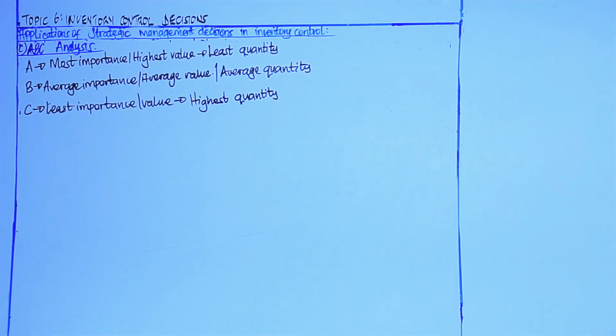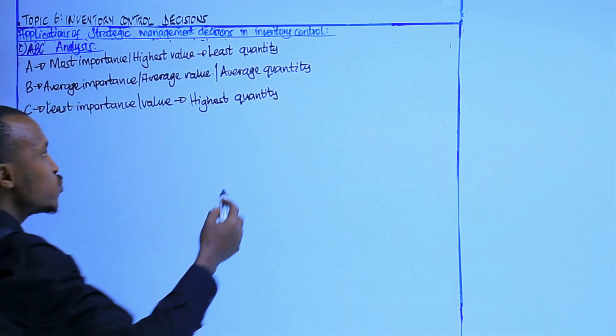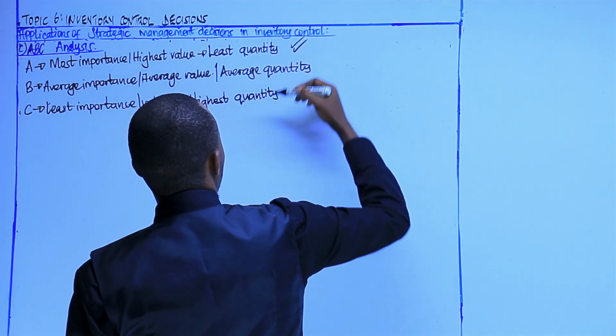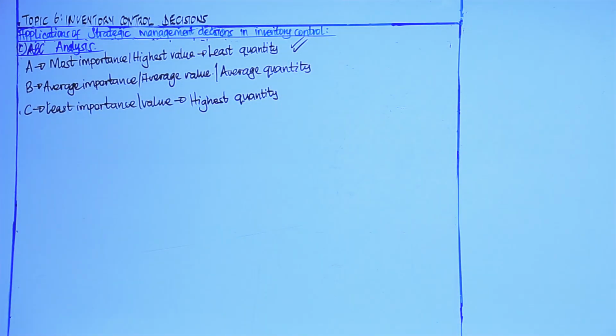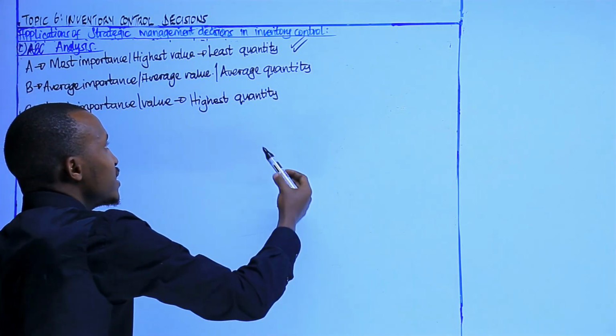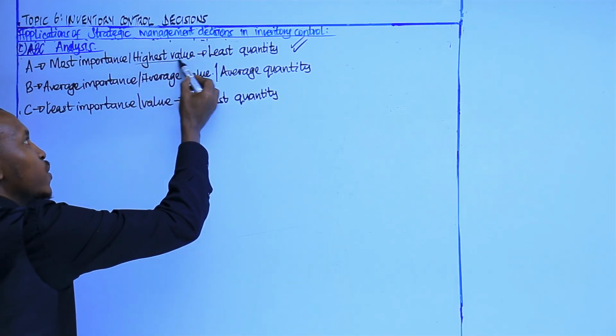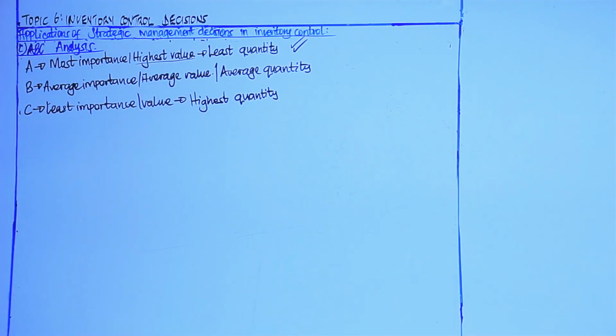So as an organization, you'll want to manage A more critically, even if they are small, compared to B and C. Why? Because they have the highest value. So you're going to manage them more efficiently, or you're going to put more emphasis on them.